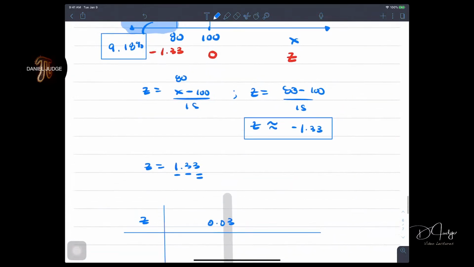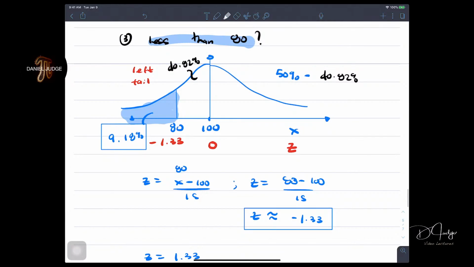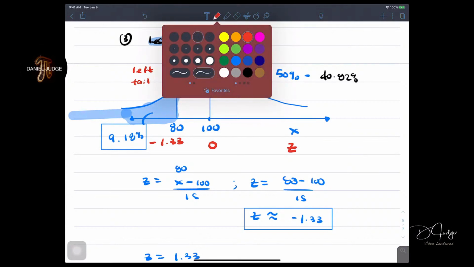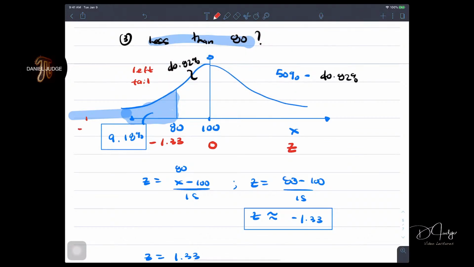Okay, now read this left to right. Because remember, this is really going to the left forever, ladies and gentlemen. So on the left side, I'm going to use negative 100 as the lower value. And I'm still going to use the upper value of negative 1.33. So here's what I'm using. Okay, I'm going to do this in the TI. Read it left to right.